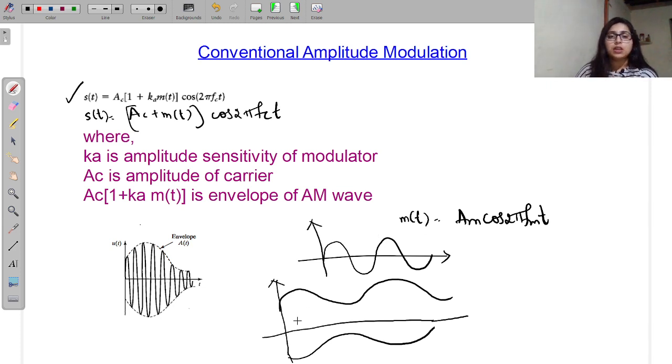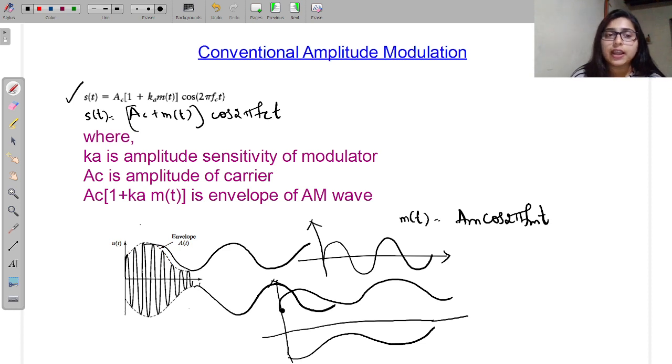There are different types. So here, this is the shape of the message signal, right? It continues like this. This one will be the mirror image. So this is the envelope of the amplitude modulated wave.